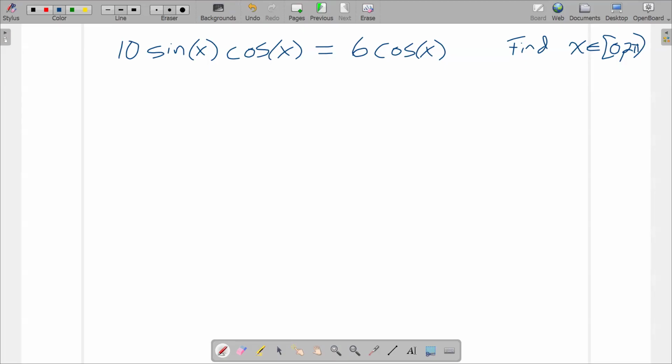So I'm tempted to do something like divide both sides by the cosine of x, but the problem with that is I could sometimes be dividing by 0. We don't want to do that. So the safest thing to do is use addition and subtraction at first. So I'm going to subtract the 6 cosine of x to the left.